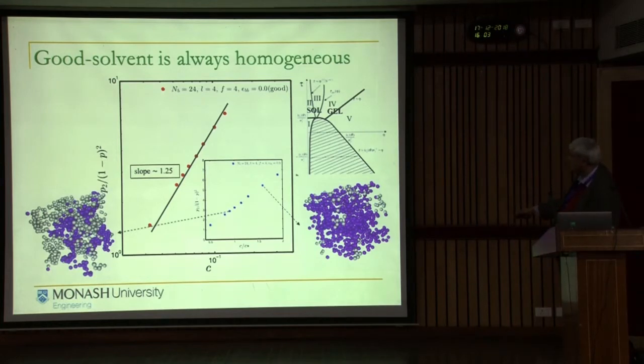On the other hand, if you are in a good solvent, that is, we made our backbone purely repulsive, you'd be scaling all along, you never see any phase separation. And the simulation suggests your system is homogeneous all the time. And in terms of the phase diagram, you're up here going along in this direction, because we are doing constant temperature.